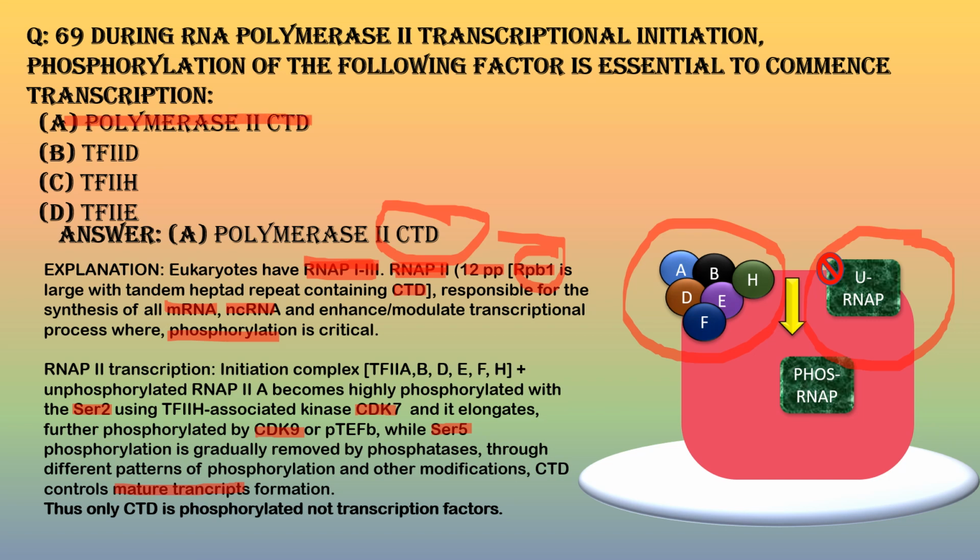I'm saying again, these transcription factors don't get phosphorylated, only the RNAPs get phosphorylated. Okay, so the unphosphorylated RNAPs get converted into phosphorylated RNAPs in the elongation process. At which site? At the serine 2 and serine 5 sites. Okay, next question.